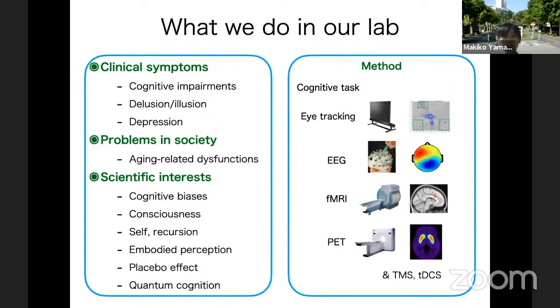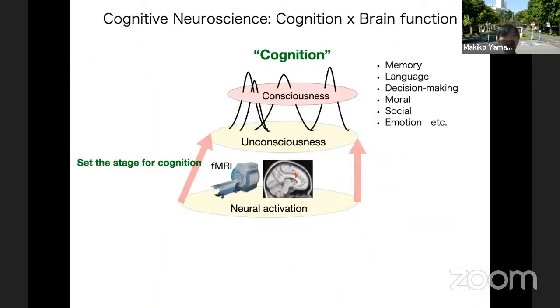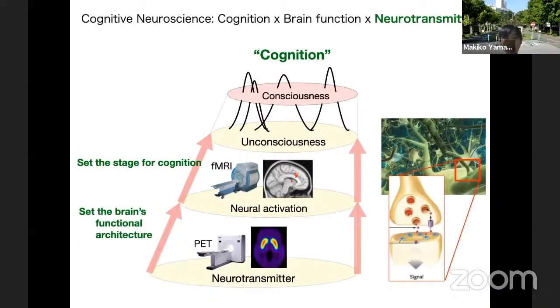It's because in cognitive neuroscience, there are tremendous studies using fMRI, and many cognitive functions have been revealed in terms of neural activations, which brain regions and brain networks, and so on. However, there is still an unknown association between the neurotransmitters and the neural activation. Neurotransmitters are important indeed because they set the brain functional architecture, which then sets the stage for cognition.